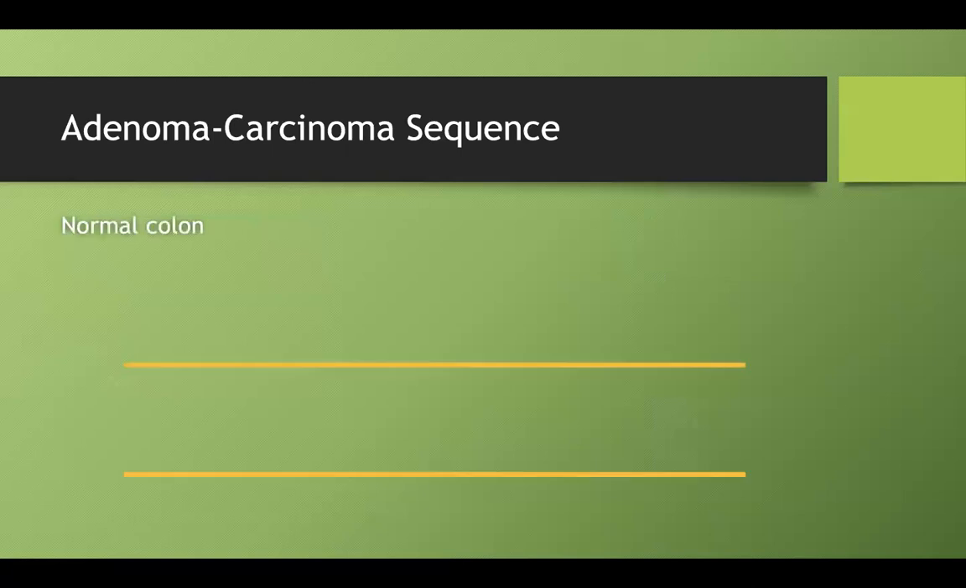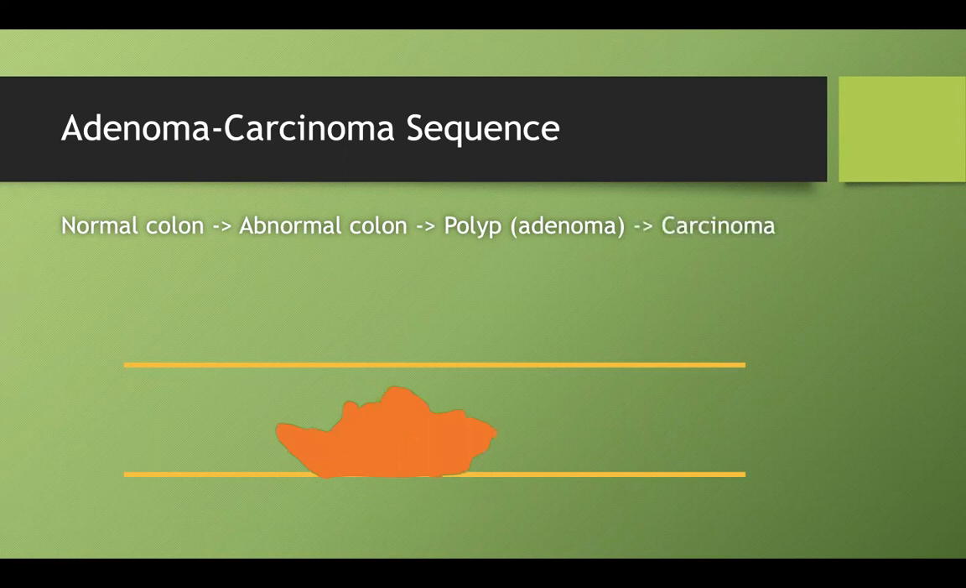So first off, you have a normal colon. Then some mutation happens that causes this abnormal colon. But nothing happens yet. There's not even a polyp that forms. It just increases your risk a little bit. Another mutation can happen that actually forms the polyp itself, which again is not cancerous yet. But the problem is another mutation can finally come and change that polyp, the adenoma, into a carcinoma.